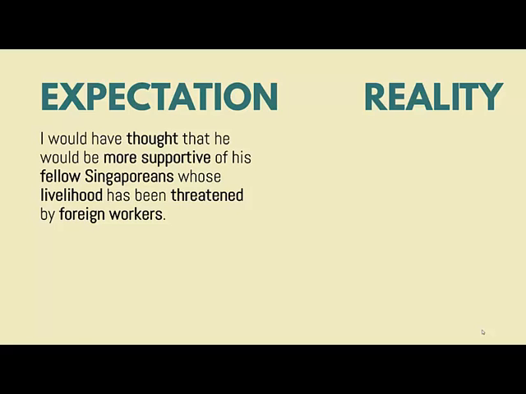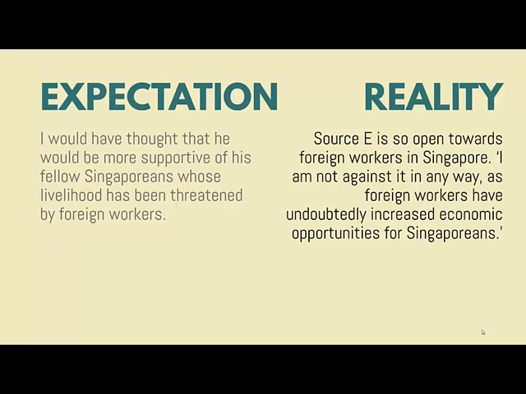But in reality, you can take a look at a few keywords there. So he'd be supportive of fellow Singaporeans whose livelihood has been threatened. And we have source E. Source E is so open towards foreign workers. Instead of being closed off to them, supporting his own fellow Singaporeans, he's open towards foreign workers. He said, I'm not against it in any way, as foreign workers have undoubtedly increased economic opportunities for Singaporeans. Those are the keywords. And after that, you have your expectation and reality.